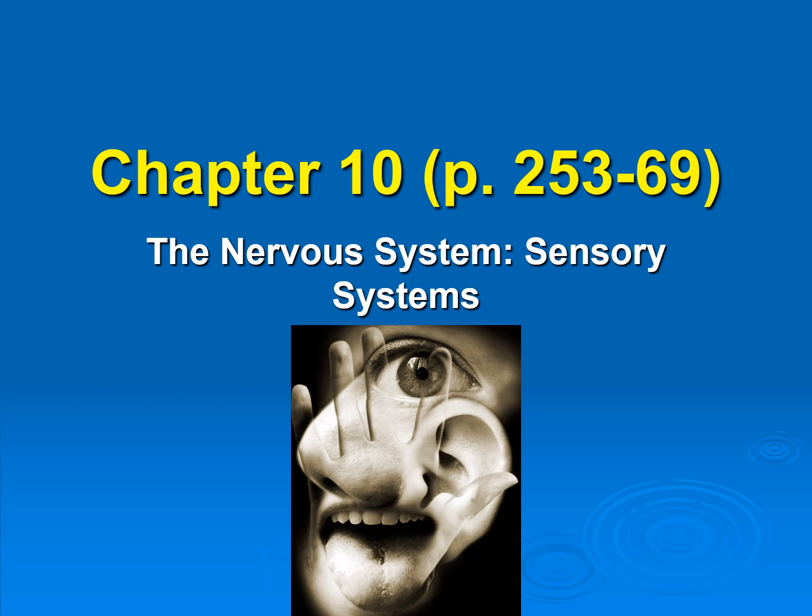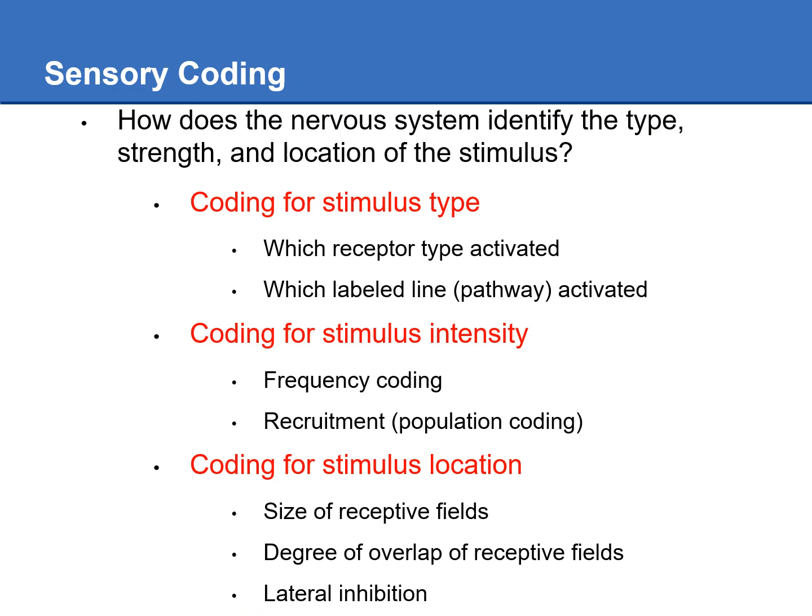We're going to look at sensory coding in this video. How does the nervous system identify the type, strength, and location of the stimulus? So we're going to talk about how the nervous system codes for the stimulus type, the stimulus intensity, which is talking about the strength of the stimulus, and then also the stimulus location, so where the stimulus is coming from.